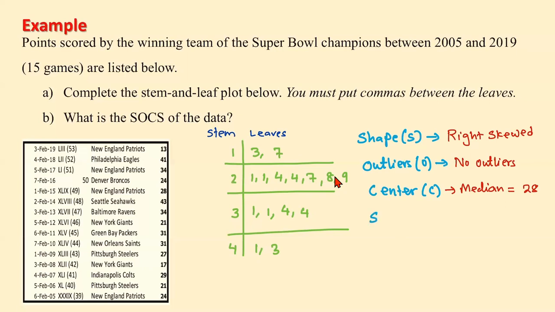The last one is S, the spread, or it is also called the range. Range is the value from the smallest number through the largest number. Smallest is 13, largest is 43. That means the range is from 13 through 43. Meaning we have a range of 30. If we subtract, that will be 30.